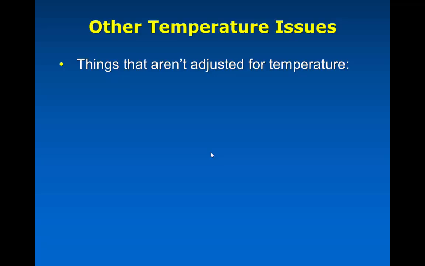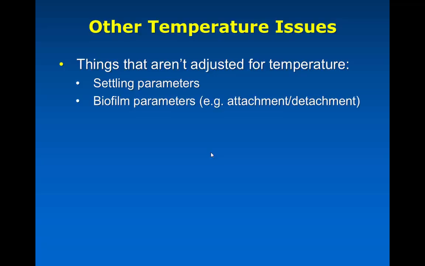There are a few things that people have asked me over the years about how we correct for temperature, and I've just listed a few things that aren't adjusted for temperature, that we don't have any correction for. So the settling parameters in and of themselves are not changed for temperature. It's something that I think we would like to include in some way, but there is no nicely well accepted model that relates temperature to the types of settling parameters that we use in GPSX.